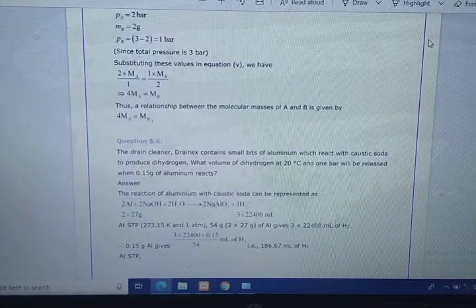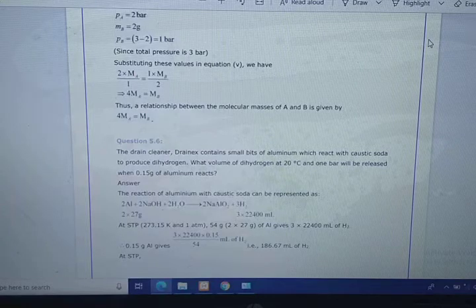The reaction of the aluminium with caustic soda can be represented as 2 aluminium plus 2 sodium hydroxide plus 2 water is equal to 2 sodium aluminate plus 3 H2. That is, the atomic mass of aluminium, as you know very well, is 27, and here 22,400 ml, that is 22.4 liter at STP, 273.15 Kelvin and 1 bar pressure. So 54 gram. Why 54 gram? Because there are 2 moles of aluminium. So 54 gram of aluminium gives 3 into 22,400 milliliter of hydrogen.